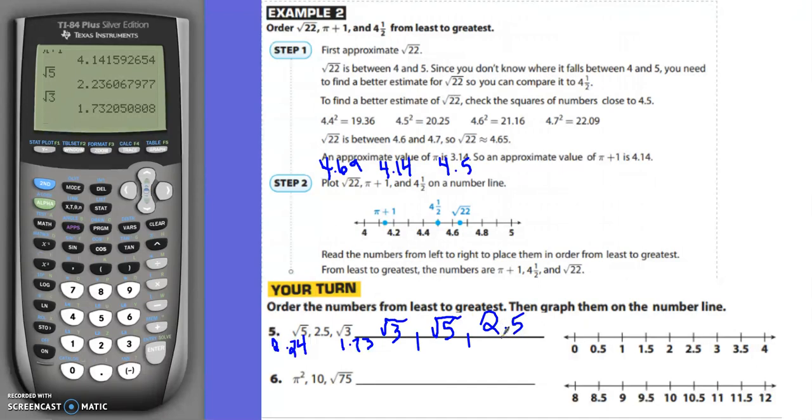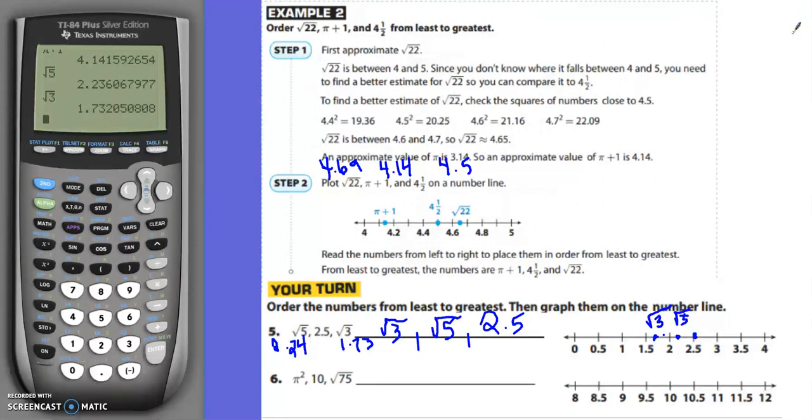Alright, so now we're going to plot this on the number line. So 1 and 73 hundredths is going to be somewhere right about here. And we'll say the square root of 3. And then we have the square root of 5 will be about here. And then lastly, 2 and 5/10. So that's basically what it looks like on a number line.